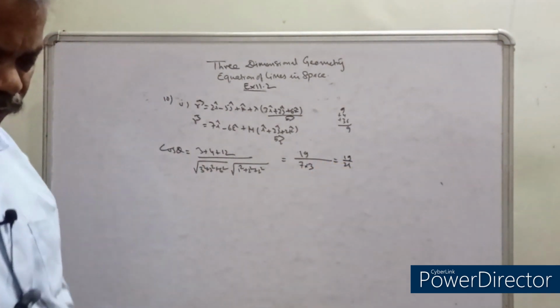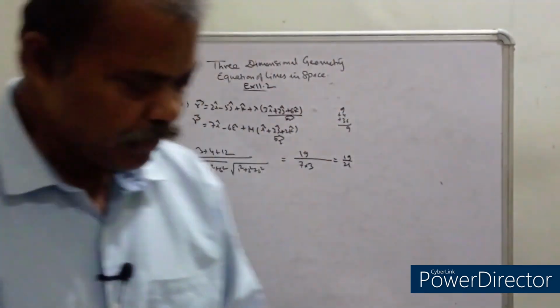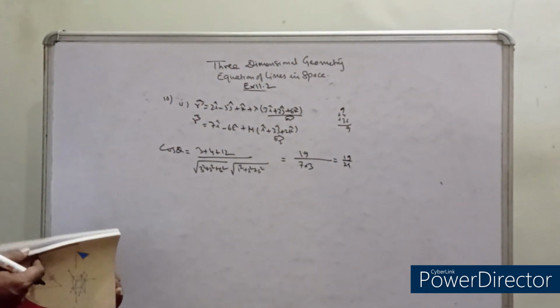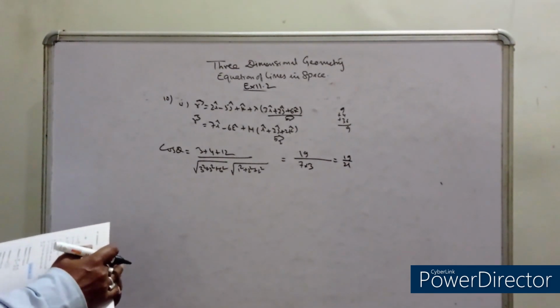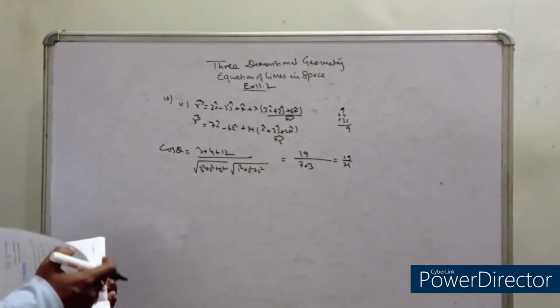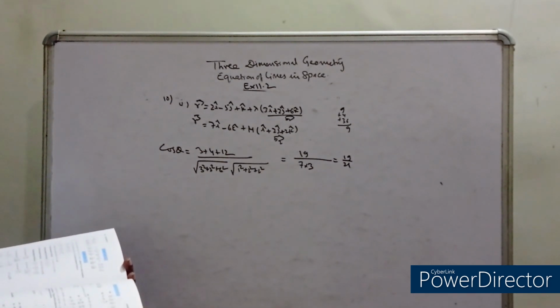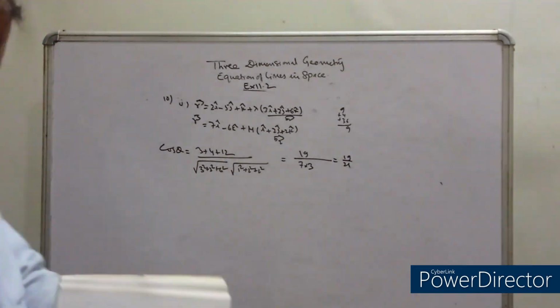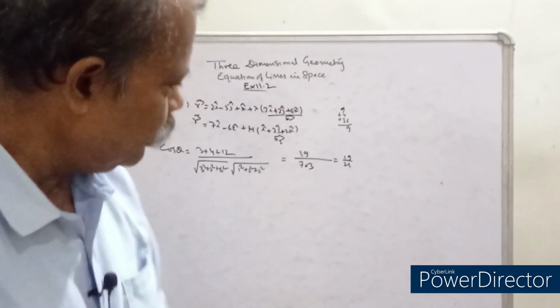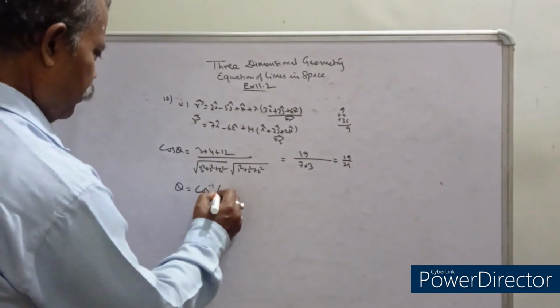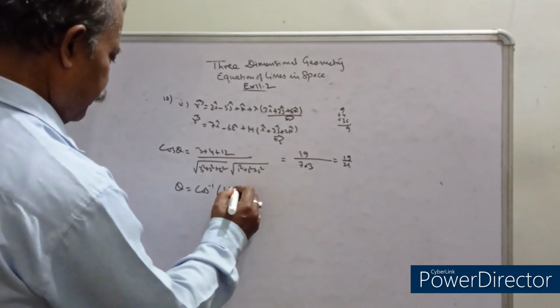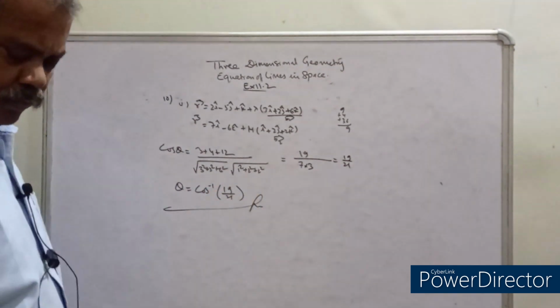Let me check the answer. Question number 10, it's okay. Theta will be cos inverse. So here theta will be equal to cos inverse 19 by 21. This is your answer. So now again question number 11.